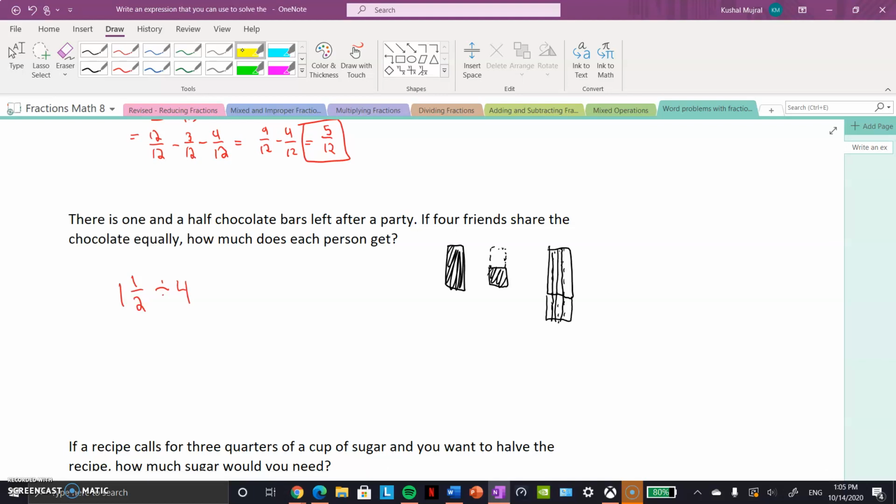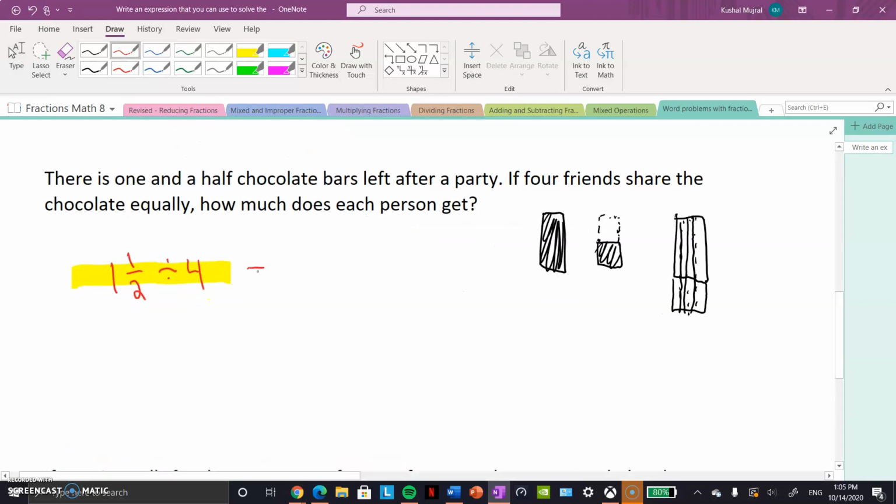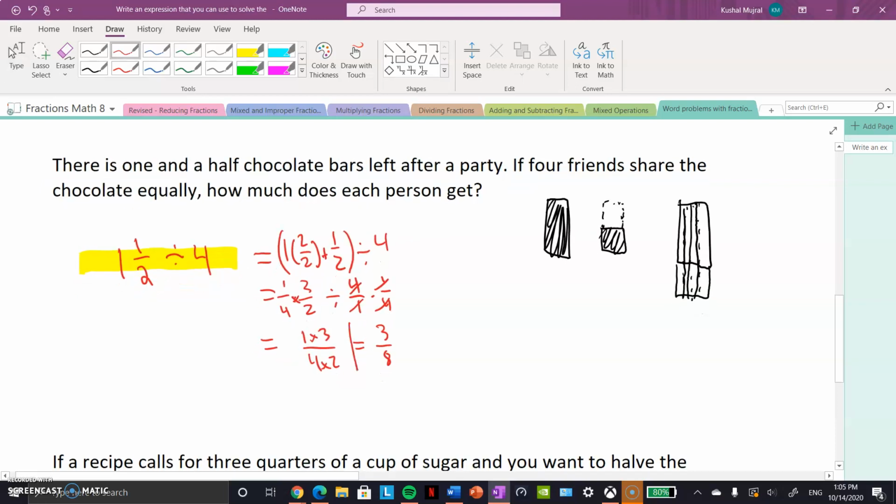And then that's how much each person gets. So if you leave this as your answer, that's perfectly fine. I'll solve it just for the sake of it. So then this becomes 1 times 2/2 plus 1/2 in brackets, divided by 4, which is 3/2 divided by 4/1, multiplied by the reciprocal. This cancels. This becomes 1 times 3/4 times 2, which is 3 over 8. This is a multiply sign. Okay. And then you're left with 3 over 8.